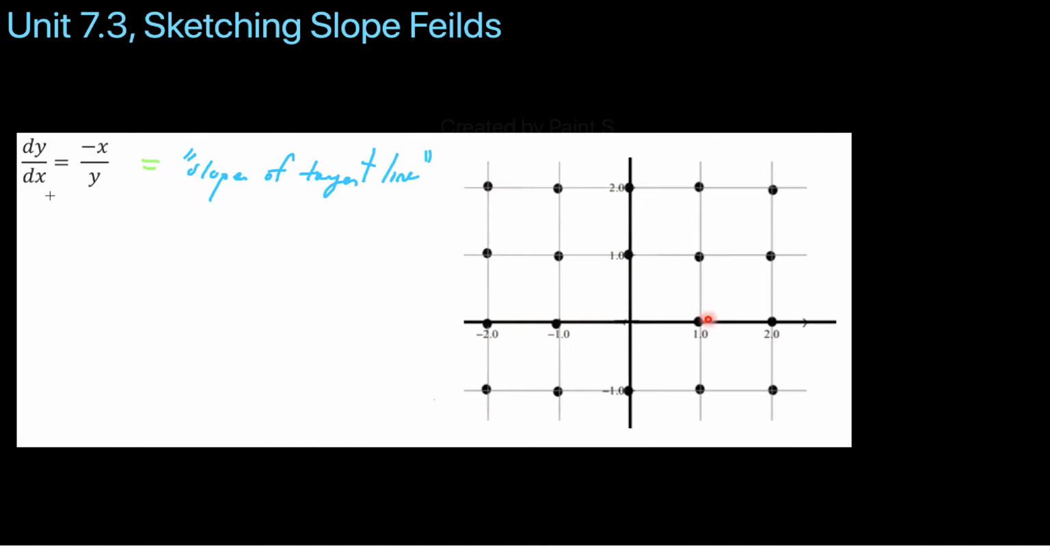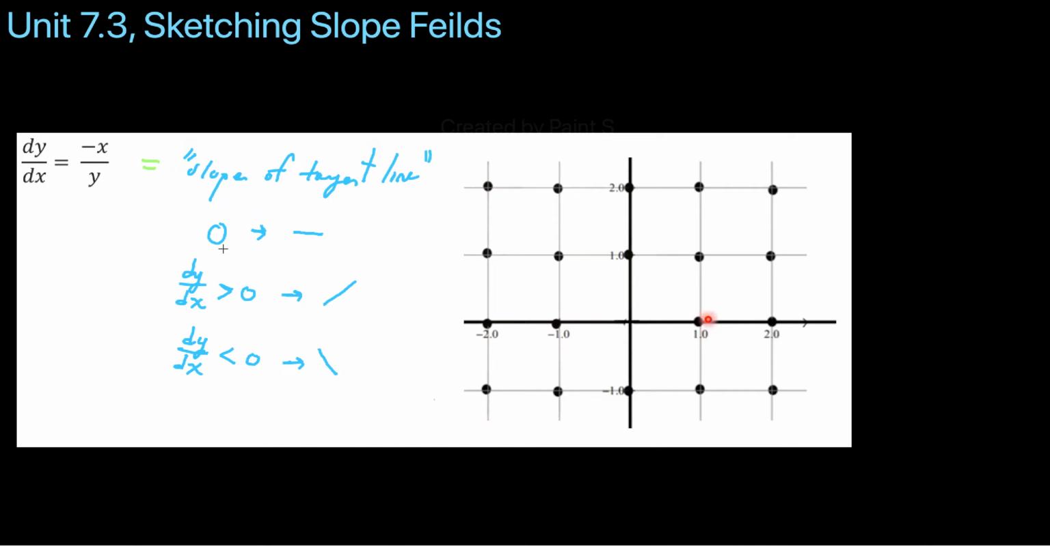If dy/dx is 0, well, that's a slope of 0. We should know that that looks like a horizontal line. If dy/dx is greater than 0, then that's a positive slope, so it looks something like that. And if dy/dx is negative, then it looks like this. That line has negative slope.